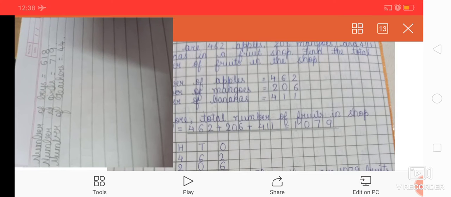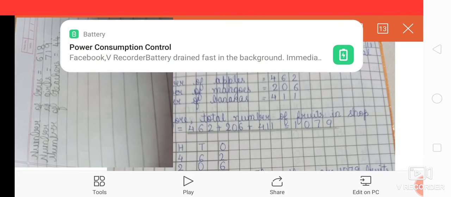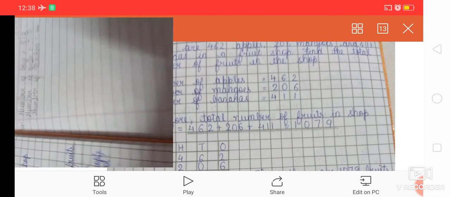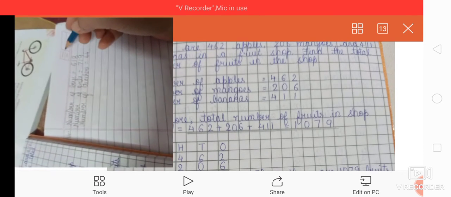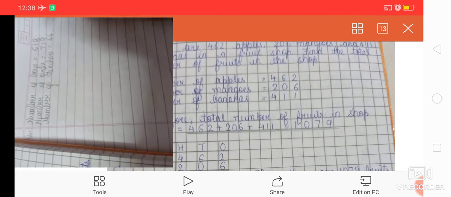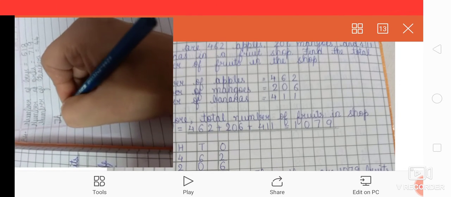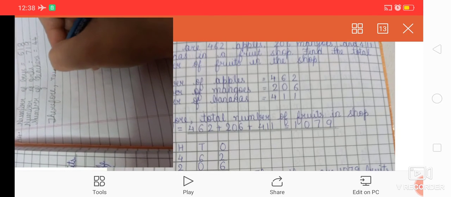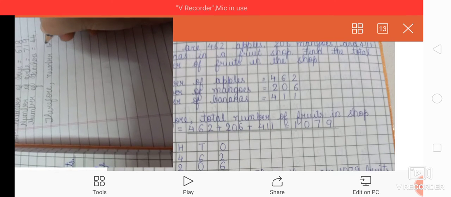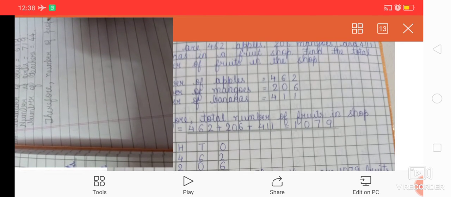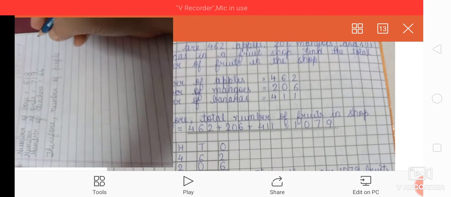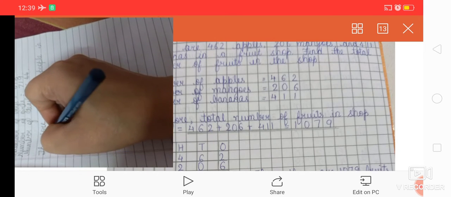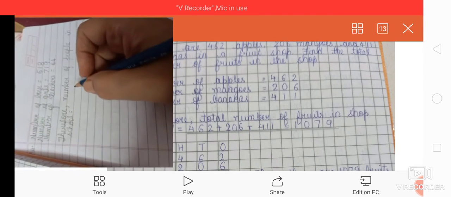So, what we have to find? Number of people in a school. So, these are the people. So what will we write? We have to find the total all together. So you will write, therefore, number of people in school.